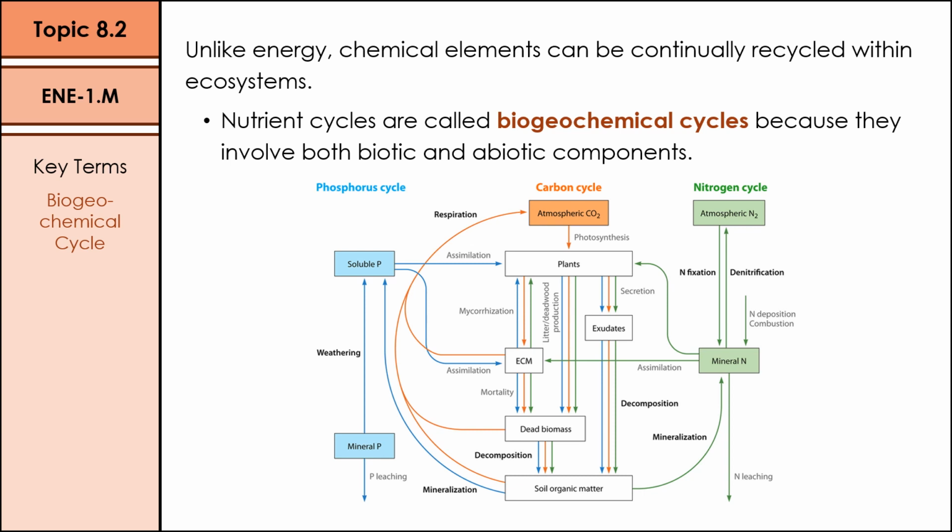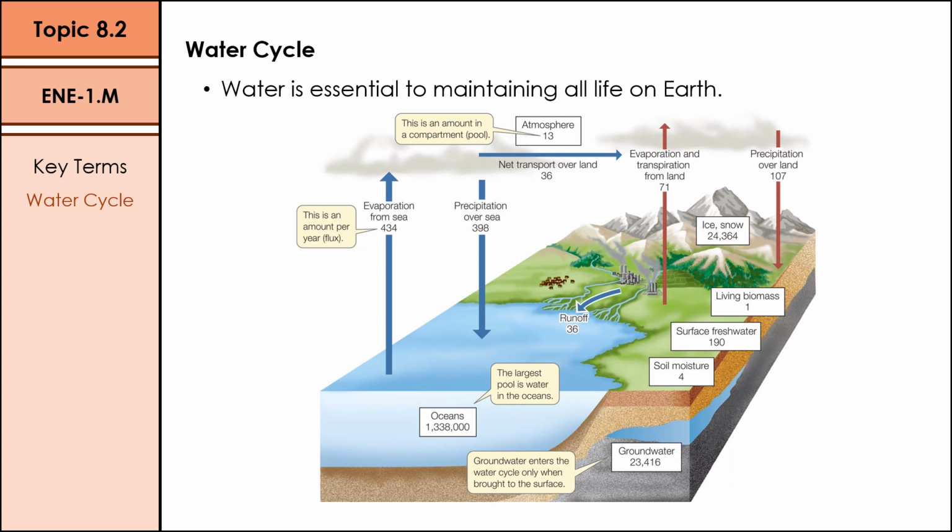Bio meaning living, geo meaning earth, chemical, of course, chemical. So we see the interactions of all three of these spheres of life on Earth to get these nutrients from one place to another. So we'll start off with the basic, the water cycle. I'm not going to get into all of the details that go into each of these different biogeochemical cycles, but we are going to highlight the ones that are important.